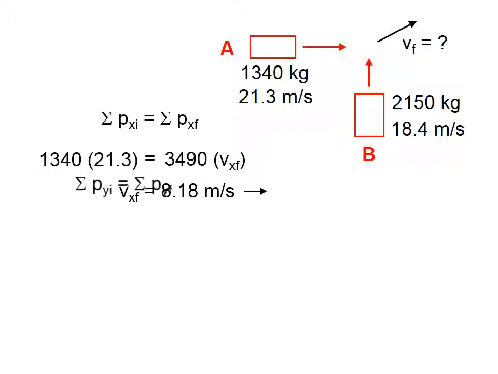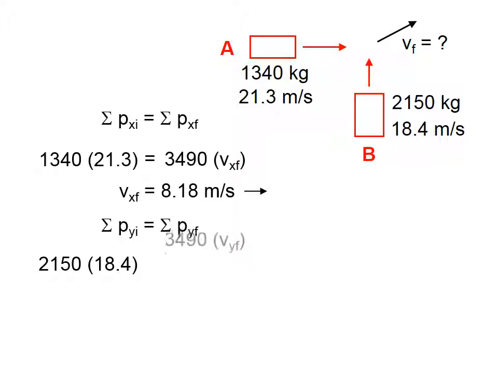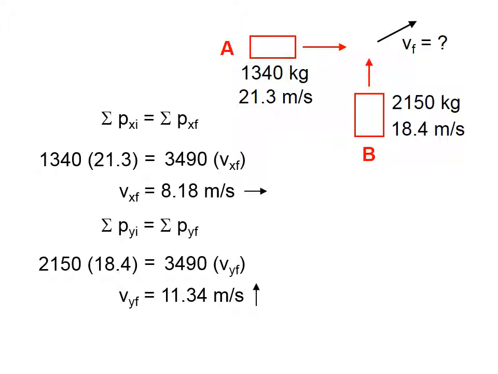Now we're going to do the same thing with the y component of momentum. Hopefully you can see that initially only car B has y momentum. Mass of car B times velocity of car B. At the end, these two masses are stuck together, and they are scooting in the upward direction with some final y velocity. And the initial y momentum should equal the final y momentum. We can solve for Vyf to be 11.34.